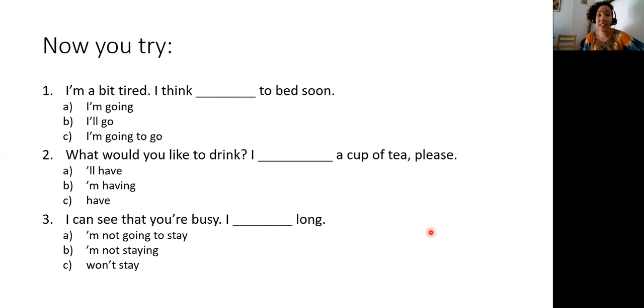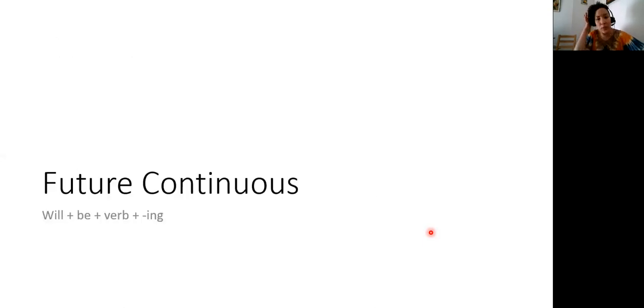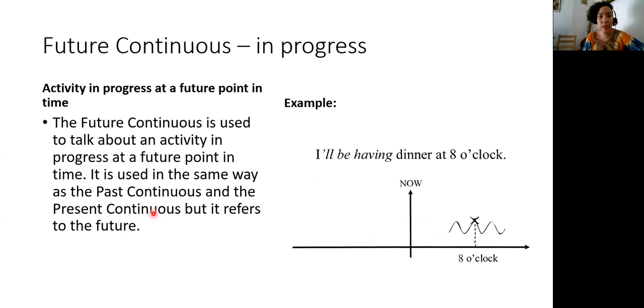Ready? We continue then with future continuous. Okay, we're going to use the verb will plus the verb to be plus another verb with the ing ending. So let's look at it. Future continuous is for events that are in progress at a future time. So the future continuous is used to talk about an activity in progress at a future point in time. It is used in the same way as past continuous and the present continuous, but it refers to the future.